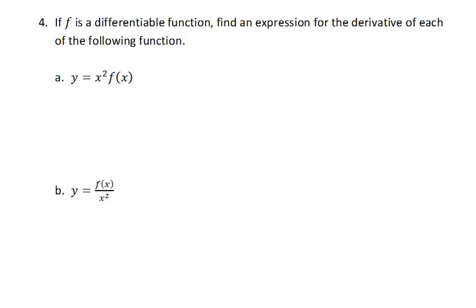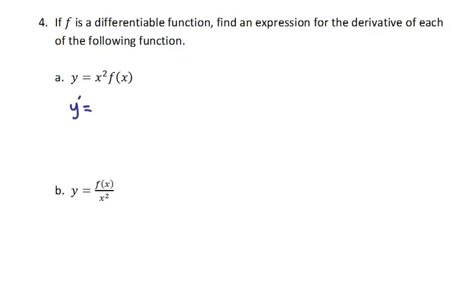Okay, in the next video we're looking at number 4, and basically what we're doing here is trying to find derivatives using the product rule and the quotient rule, but in kind of an abstract form. We don't know what f of x is, so when we need to find the derivative of f of x, that's just going to be f prime of x. So let's see how that works.